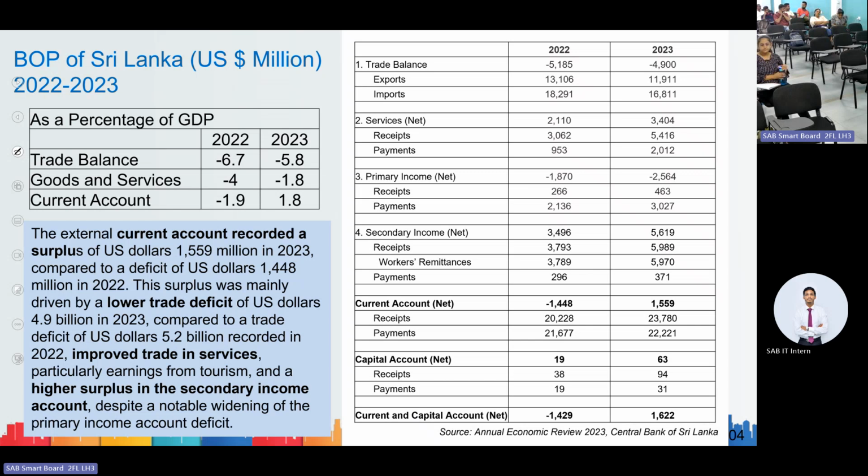So this is the summary of balance of payment, current account and capital account, in 2022 and 2023. This was extracted from the Annual Economic Review 2023, published by the Central Bank of Sri Lanka. From this year onwards, the Central Bank of Sri Lanka publishes a separate report, the Annual Economic Review 2023.